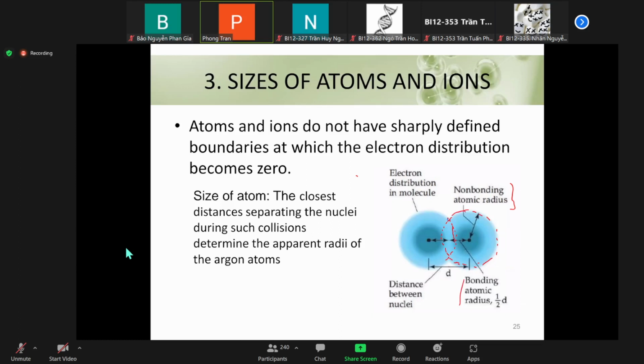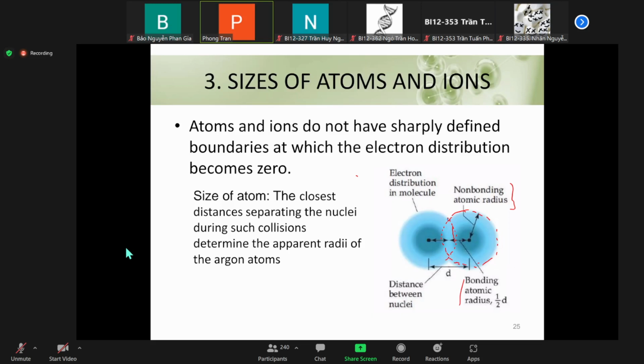The non-bonding atomic radius means the size, the radius, of the atom when it stands in the gaseous phase without chemical bonding with another atom. So it stays alone, free in a gas phase. The bonding atomic radius represents the size of the atom in a chemical bond, in a chemical compound.